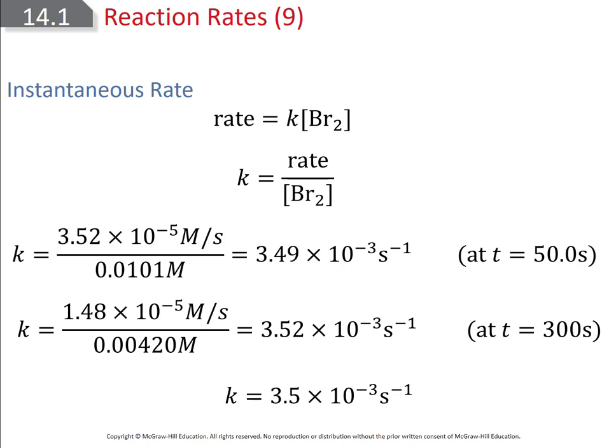So here we have it for 0.0101 molar Br2 versus 0.0042, and we got pretty close to the same K. Overall, K is about 3.5 times 10 to the negative 3 per second, or seconds to the negative 1. So it doesn't matter so much where you are in the reaction. The rate constant should be constant throughout the entire reaction.